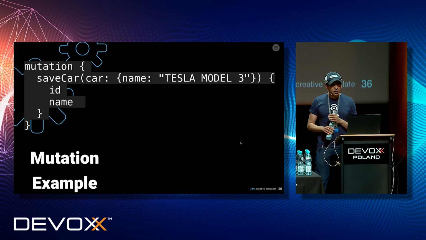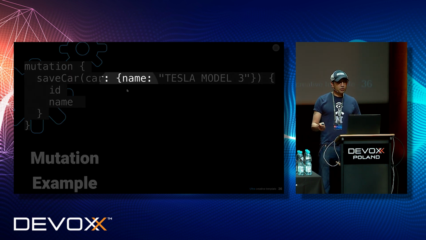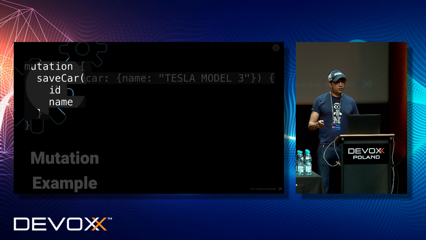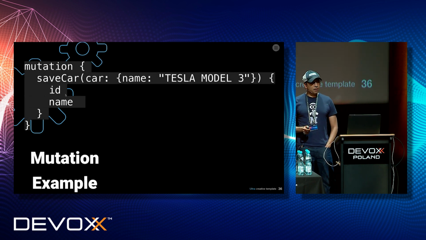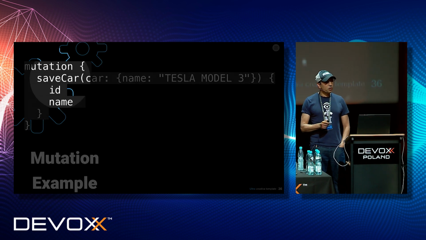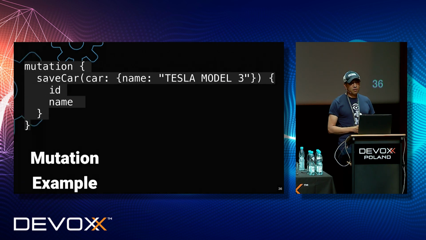This is the car object, and then when you're done with saving this car object, this curly brace here and this curly brace here says, return me whatever is inside of here. Maybe in this case I want to get the ID once the car has been saved. But what we do is we use mutations to go and update data inside of a GraphQL API.